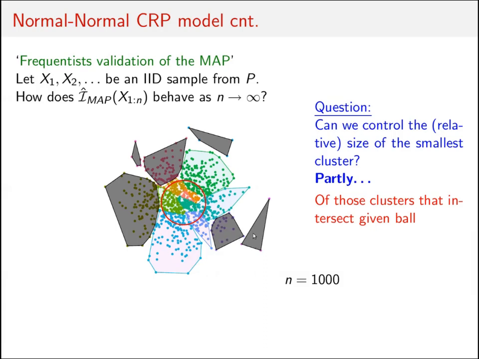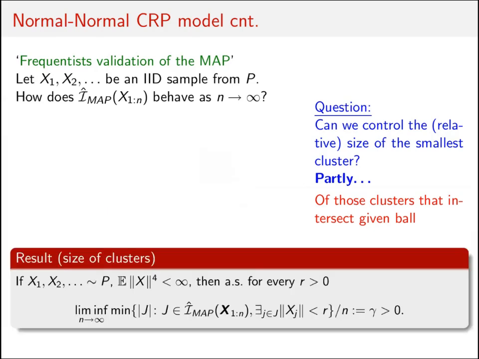So we cannot eradicate the possibility of obtaining small clusters in here, but what we know is that if they appear, further and further from the origin in some sense, because if I fix the ball, those clusters that are intersecting that ball, their size is controlled by the size of the sample. So this is the first result.